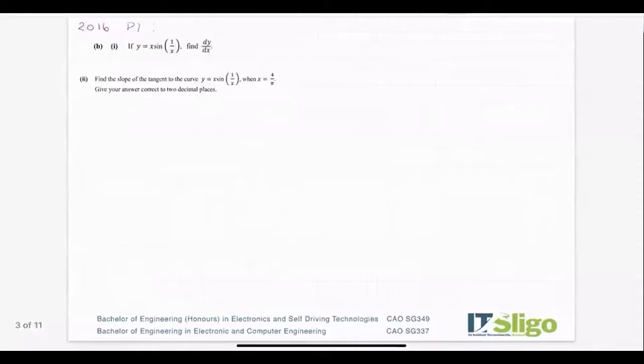The first one I have there now is 2016. Calculus is normally on paper 1. So this question says that if y is equal to x sine 1 over x, find dy dx. Okay, I'm going to give you a few minutes to give it a bash and then we'll take a look at it.